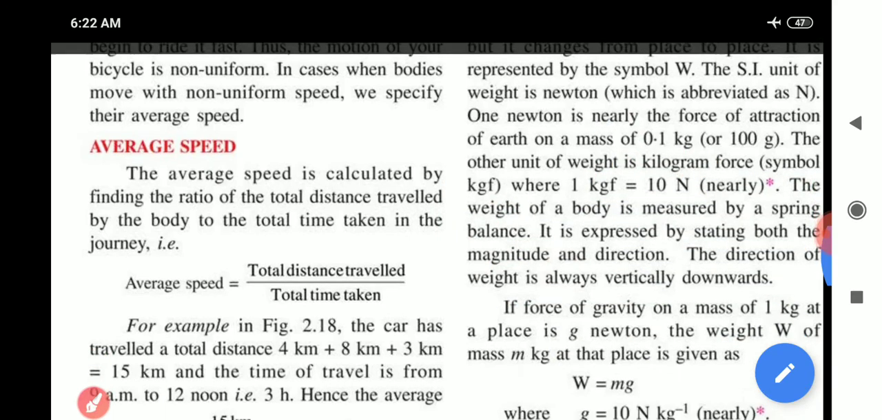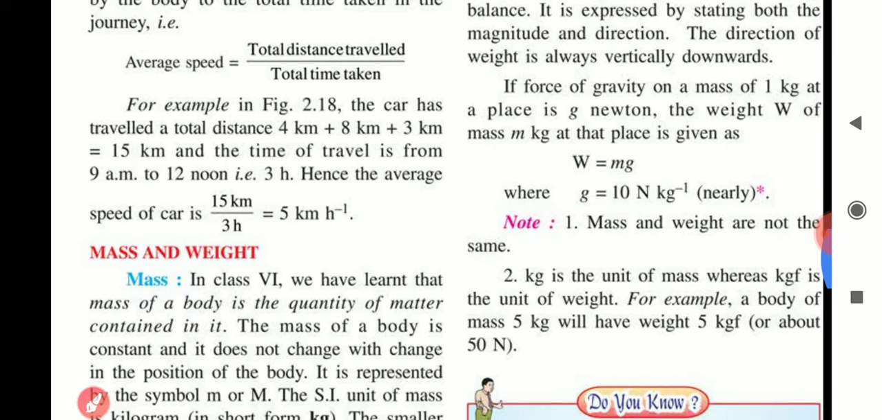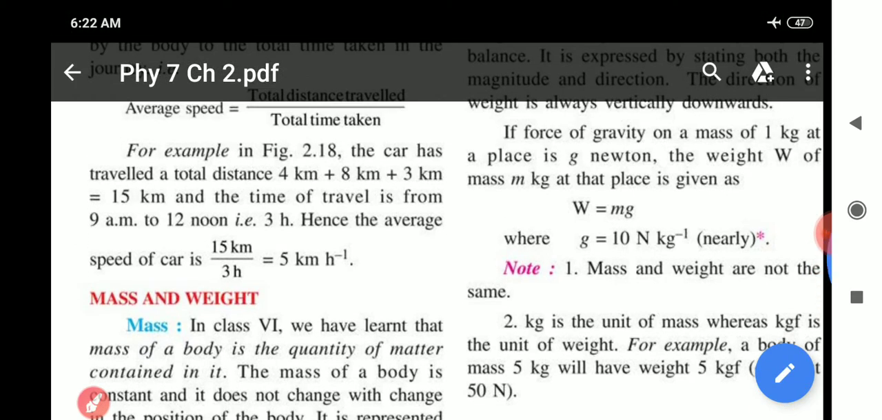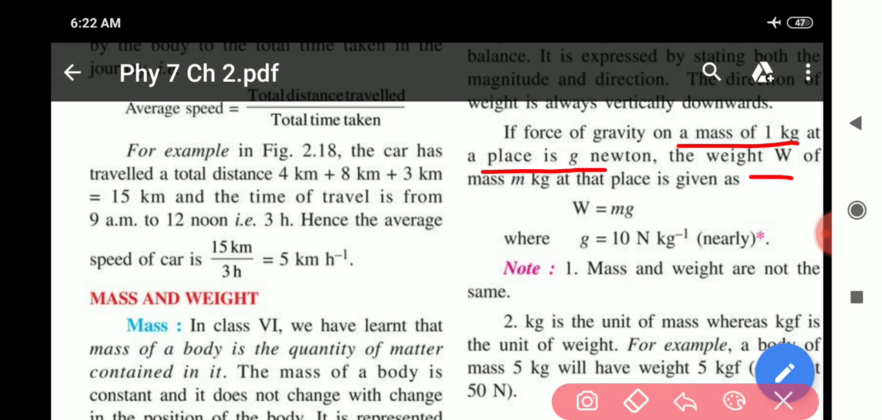If the force of gravity on a mass of 1 kg at a place is g Newton, then the weight W of mass m kg at that place is given as W equals mg. Here g denotes the force of gravity on 1 kg mass. So weight is given by mg, where g equals 10 Newton per kg.